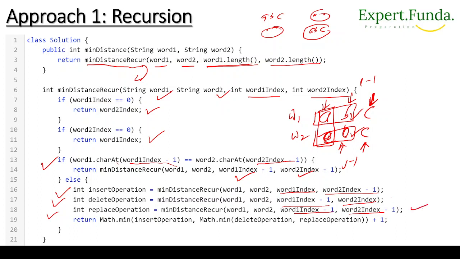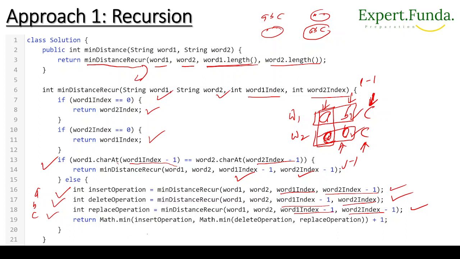When the delete operation happens, we reduce the I index, right? And when we do insert, we decrease the J index, okay? These are the operations that will happen. So we have three values, A, B and C, as integers, right?